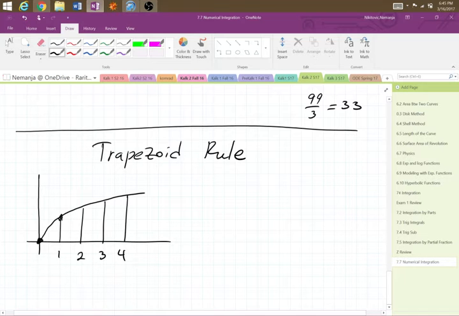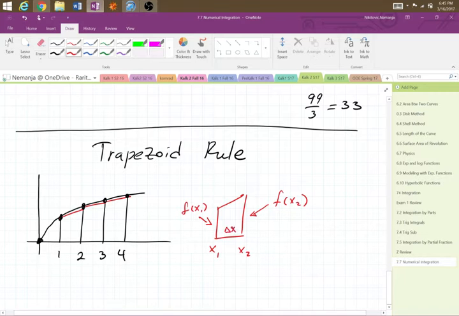What we are going to do is, instead of having this curved line, we are going to connect top points with a straight line segment, creating a trapezoid. Trapezoid has 2 parallel sides, right? A pair of parallel sides and a pair of non-parallel sides. So that's called a trapezoid. Now, this is your x1 and x2. This length here is f of x2. This length here is f of x1. And this length here is delta x.